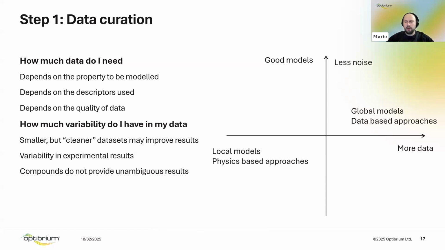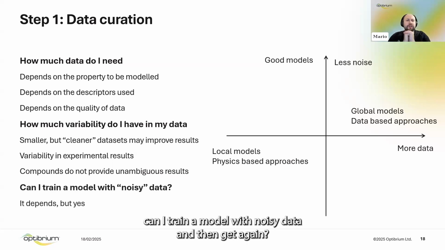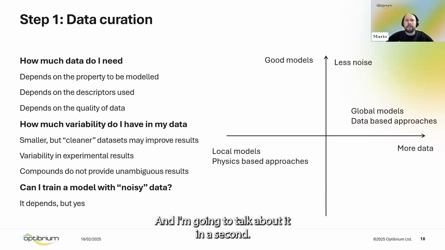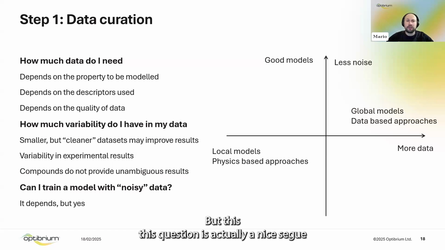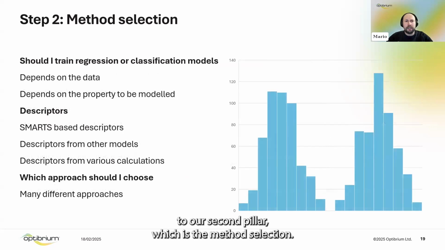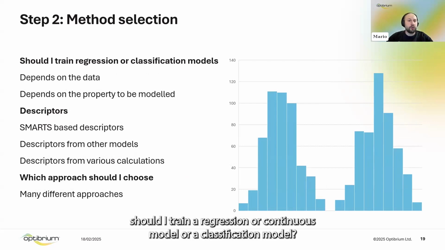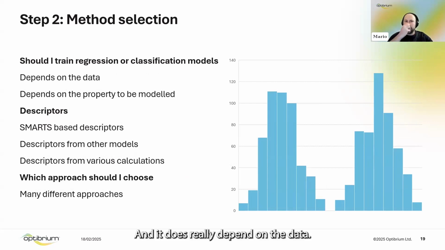in the end. Now, one question is, can I train a model with noisy data? And yet again, it depends, but generally the answer is yes. And I'm going to talk about it in a second, but this question is actually a nice segue to our second pillar, which is the method selection. And before I answer the question, the first question you should ask yourself when starting to build a model is, should I train a regression or continuous model or a classification model? And it does really depend on the data.